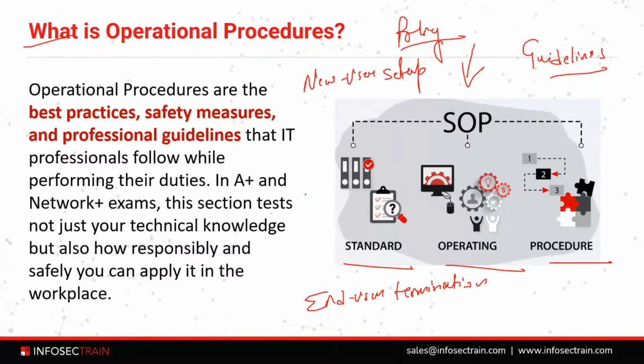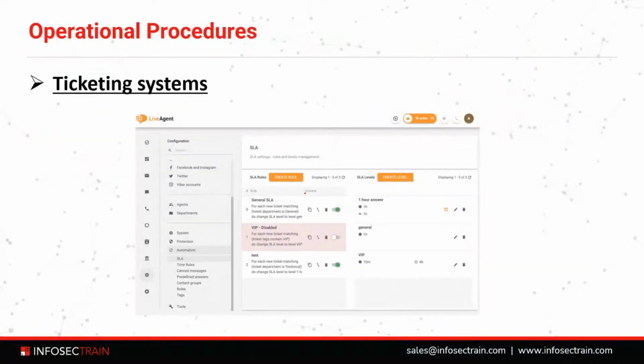Right. Now, in these operational procedures, we have something called ticketing systems. Now, what are ticketing systems? Anyone? So, a ticketing system manages requests, incidents, and problems. So, a ticketing system can be used to support both internal end users and external customers. Right. So, what happens in the ticketing system?